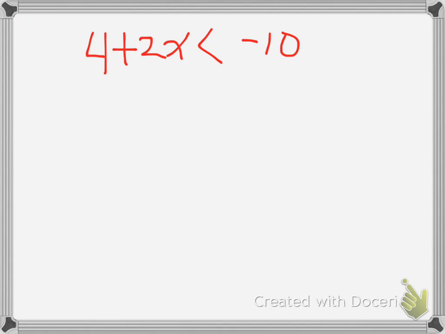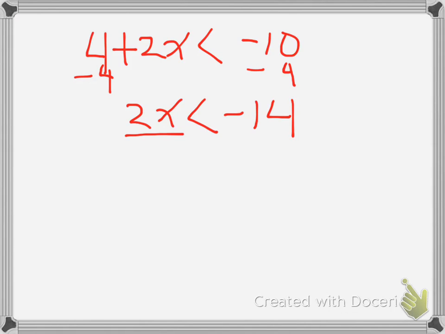Then all we got to do is get rid of that 4. So let's subtract a 4 and subtract a 4. And I get a 2x is less than negative 14. And then we can't leave it like that. We got to get rid of that 2 right there.